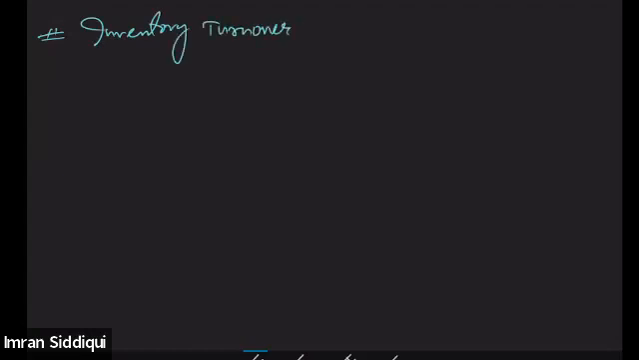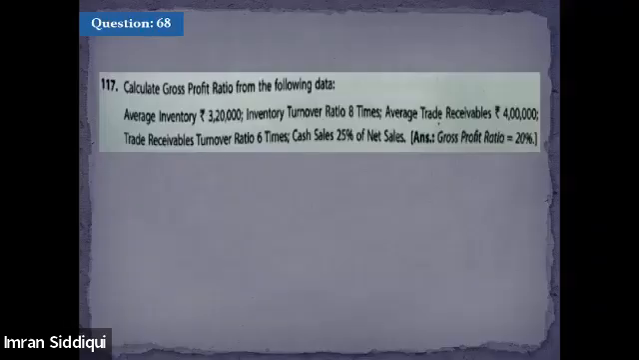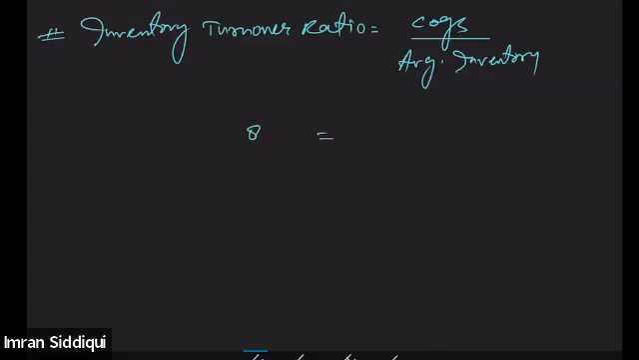Inventory turnover ratio equals, tell me the formula. Cost of goods sold divided by average inventory. The inventory turnover ratio is already given in the question, 8 times. And apart from this, the average inventory is also given. So you will be able to get the COGS. Let me calculate: average inventory into 8.